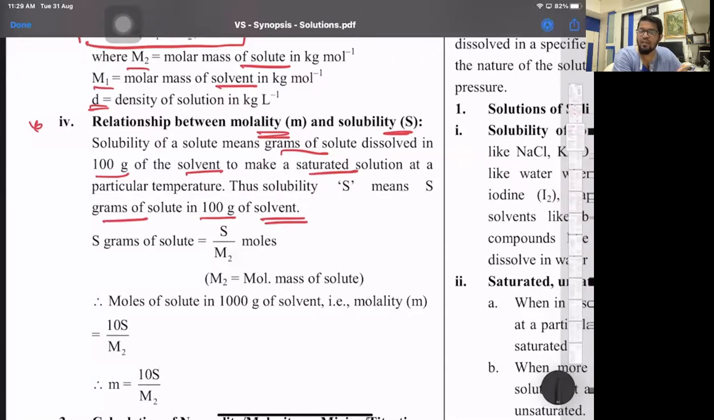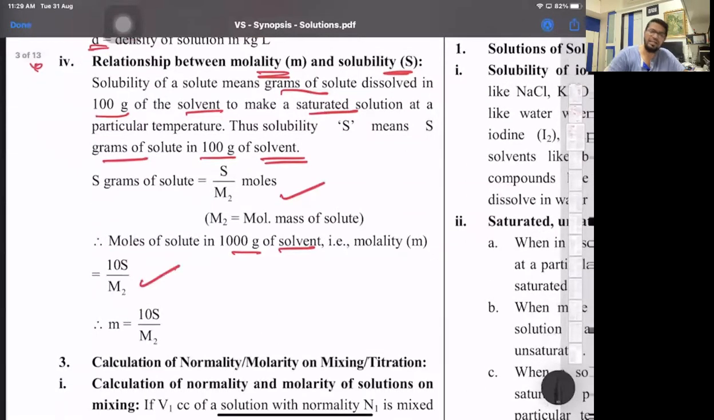So solubility, that is S grams of solute, will be S upon M2 moles, where M2 is the molar mass of solute. So moles of solute in 1000 grams, this was in 100, will be nothing but 10S by M2. In other words, molality is equal to 10S by M2. This is with respect to 1000 grams of solvent. So molality will be 10 into S, that is the solubility, all right, that is the amount of grams present in 100 grams of solvent, and M2 the molar mass of the solute.